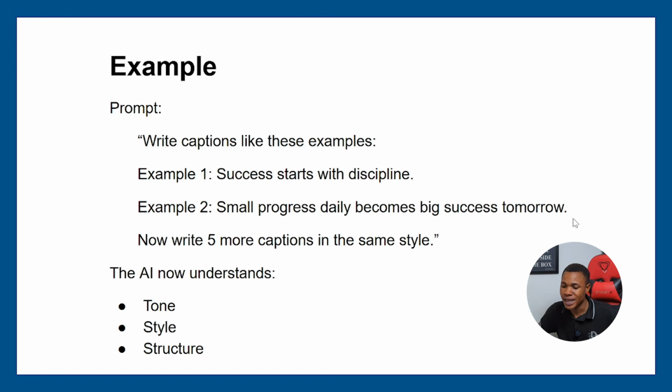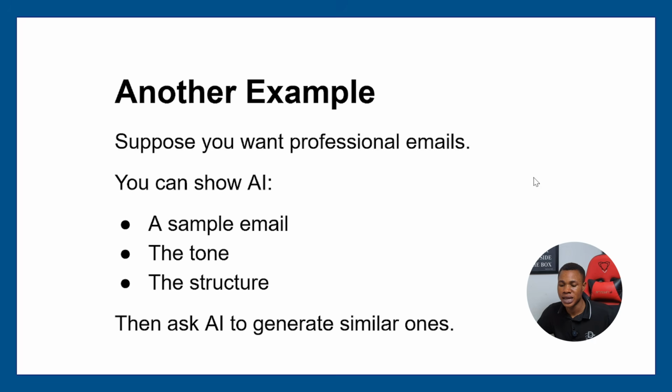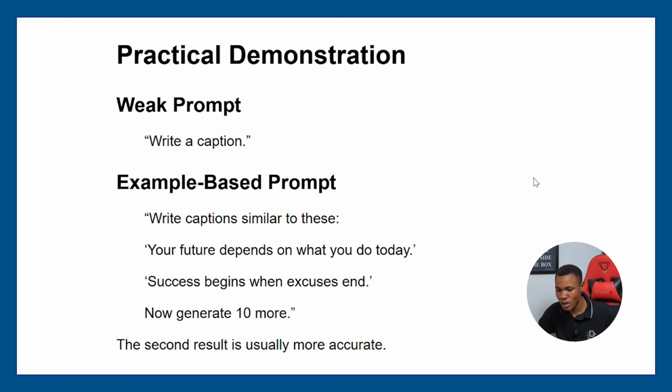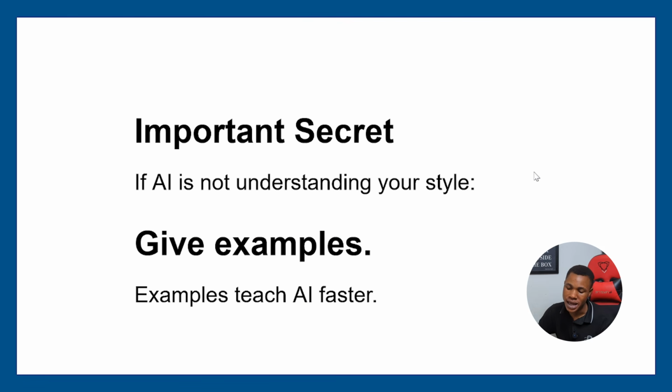Is that okay? Write a caption like this sample. Sources start with use blah blah. I've just done the example for you. All right, so important secret: the AI does not automatically understand your style, so give AI some samples. You can give AI some samples to teach it how to give you the best output faster.